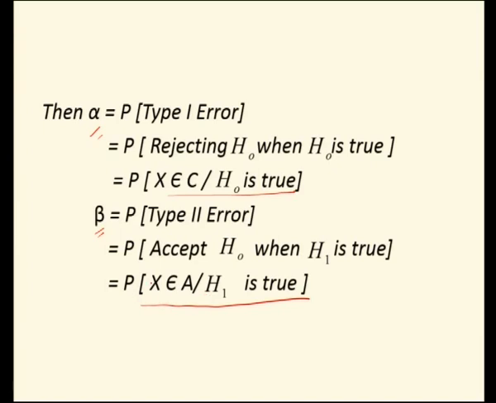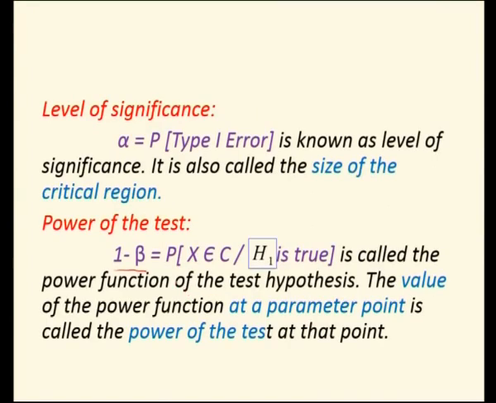So, if you take 1 minus beta, which is 1 minus this particular concept, 1 minus the probability that x belongs to A is nothing but x belongs to C. So, 1 minus beta is equal to the probability of x belonging to C given that H1 is true, which is called the power function of the test of the hypothesis. Here, whatever value you obtain through the power function at a parameter point is called the power of the test at that particular point. So, let us take an example.